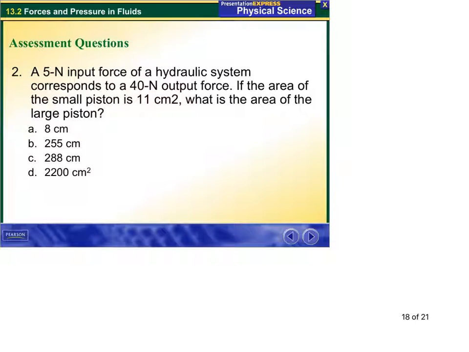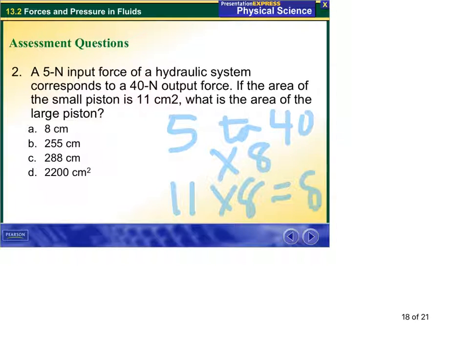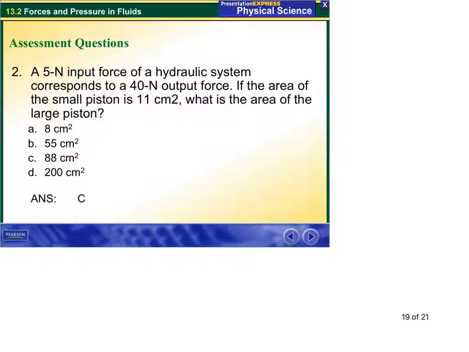A 5 Newton input force of a hydraulic system corresponds to a 40 Newton output force. If the area of the small piston is 11, what's the area of the large piston? So the force has gone from 5 to 40, that's times 8. So the ratio of the pistons also has to be times 8. So it would be 11 times 8, or 88 cubic centimeters.